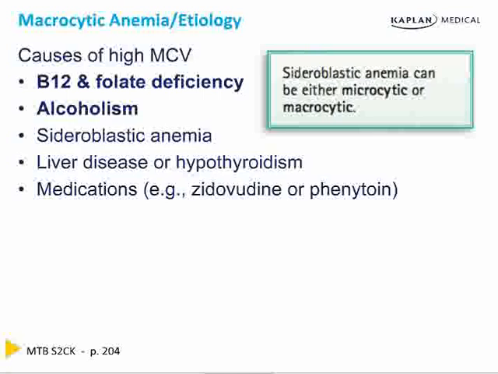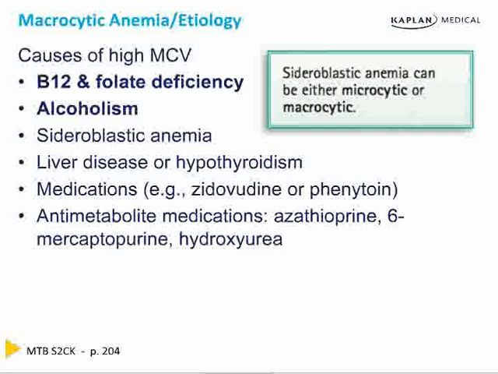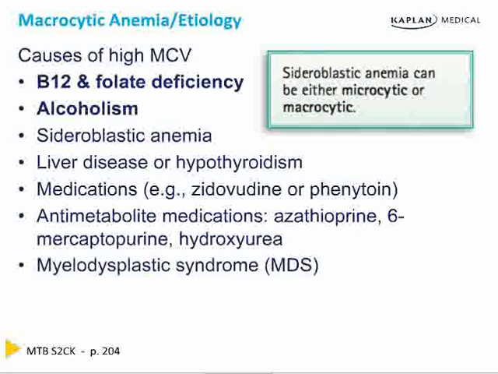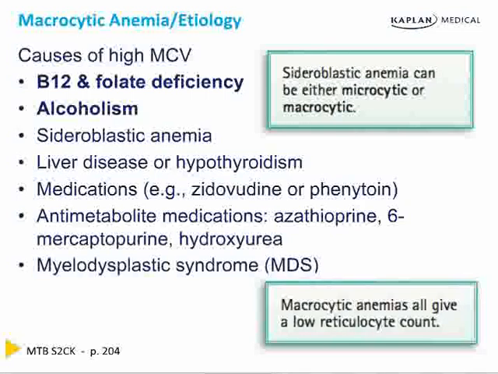Medications like the HIV medication zidovudine, AZT, and phenytoin. Phenytoin also does it because phenytoin causes folate loss in the urine. So anti-metabolite medications like azathioprine, or its metabolite, 6-mercaptopurine. Remember, azathioprine is metabolized to 6-MP, and hydroxyurea can do it. And the myelodysplastic syndrome, these are all the causes of macrocytosis. Macrocytic anemias all have a low reticulocyte count because they're all a decrease in production.